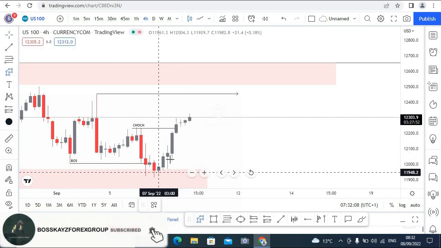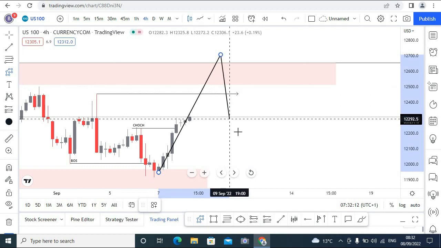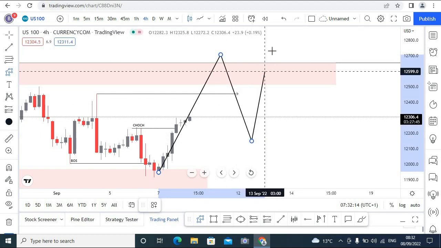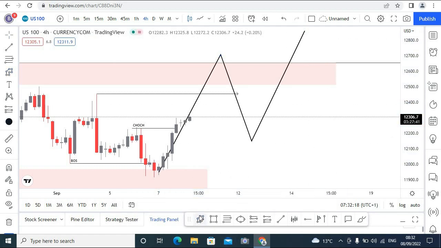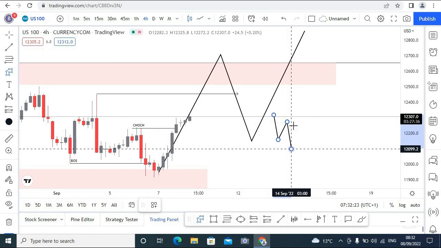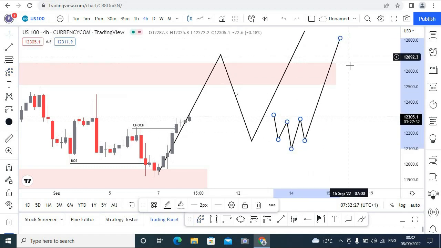So if price continues going up with this bullish momentum and gives me a pullback, maybe somewhere here, and then goes up something like this, the next thing which I will do is go to a smaller time frame, like the 15 minutes time frame, and look for a change of character. Then we'll go with them to the upside.